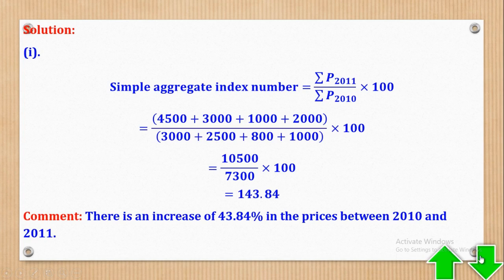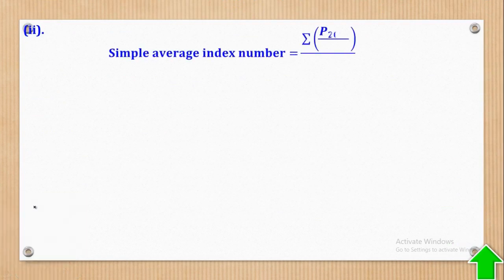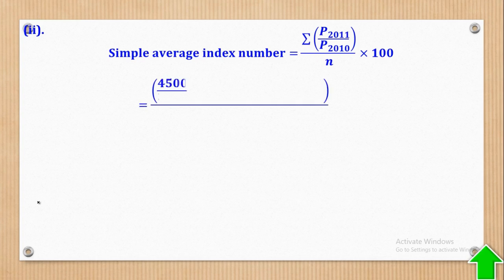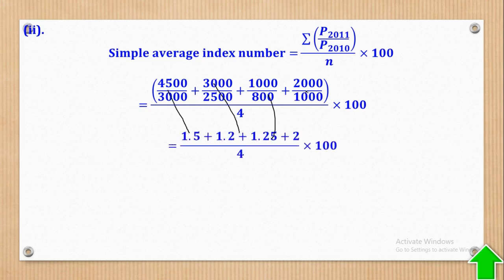That was simple aggregate. What about simple average? So for simple average, we still have to quote the formula, then we can substitute. For each item, get the ratio. Now there are 4 items put into consideration, so 1, 2, 3, 4. That's why you see 4 in the denominator. Then simplify. This is that, this is this, and this is that. Simplify further gives this, and then use a calculator to come up with that as the simple average index number.